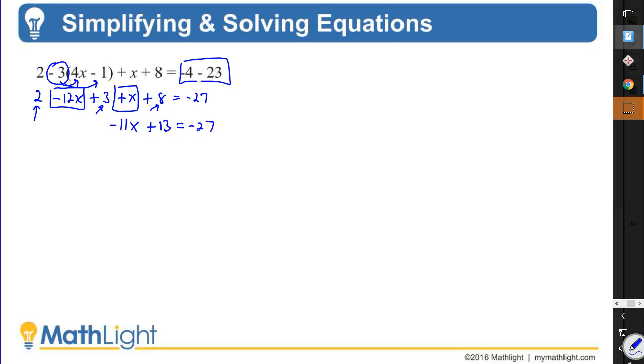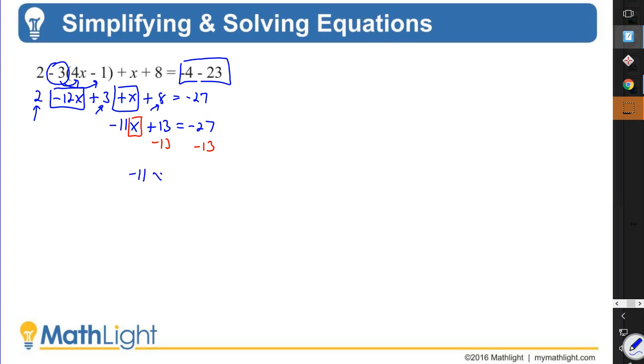Okay, so right now we have -11x plus 13 equals -27. And now we're just back to where we always end up. Hey, we got to isolate our variable. There it is on the left-hand side of the equal sign. That means we have to move the -11, the multiplier of the variable, and the +13, the quantity added to the variable. And remember, we always move quantities added first. Let's add a -13 to both sides.